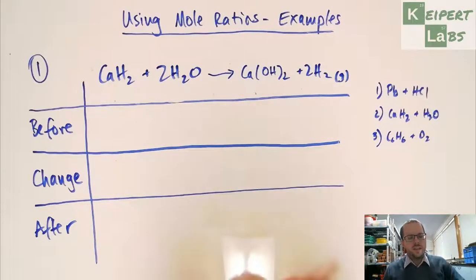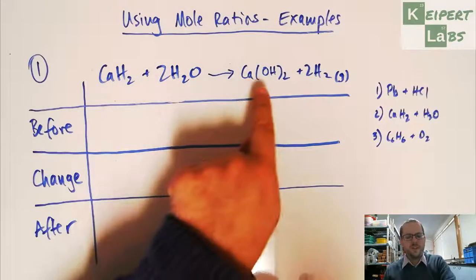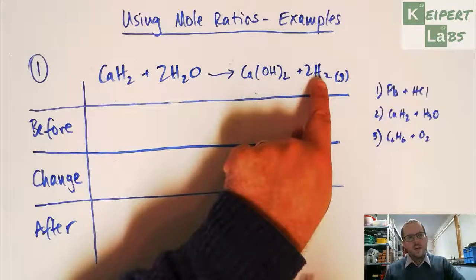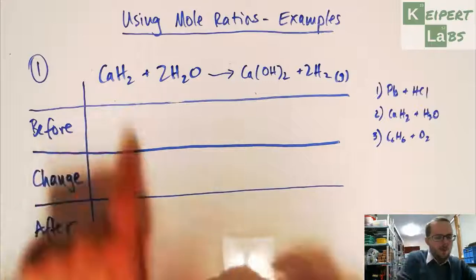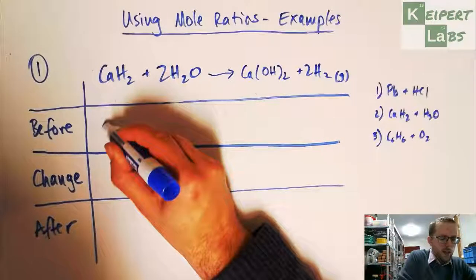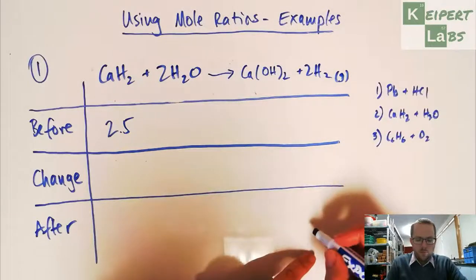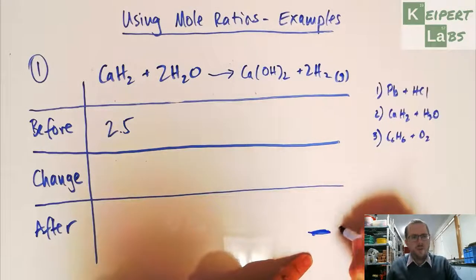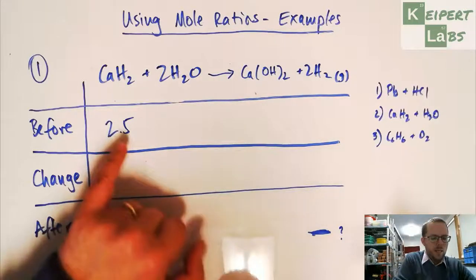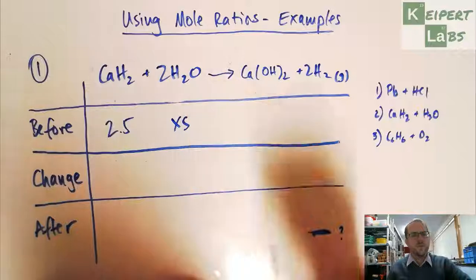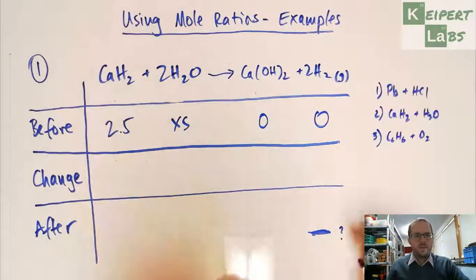Here's our second example involving calcium hydride reacting with water to form calcium hydroxide and hydrogen gas. We're asking if we have 2.5 moles of calcium hydride, how many moles of hydrogen gas will we form? This is what we're trying to find. I'm starting with 2.5 moles of calcium hydride, and I'm again going to assume I have an excess of water. I also have 0 moles of both products to start with.